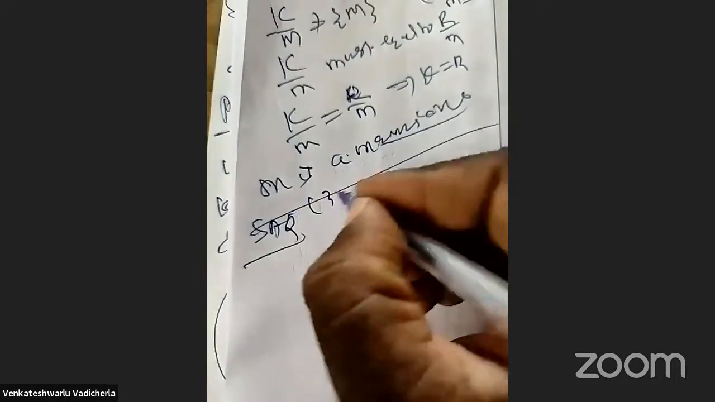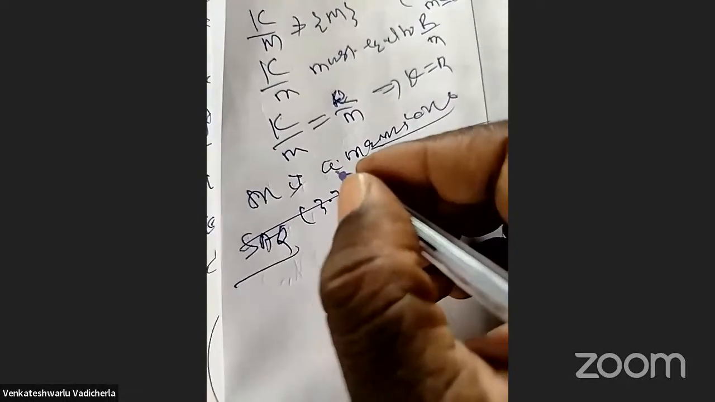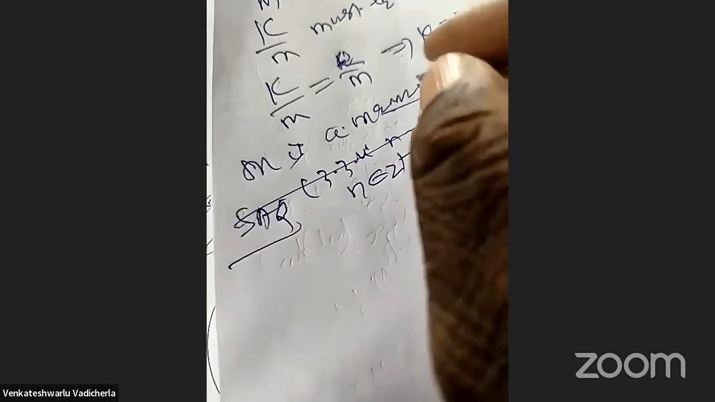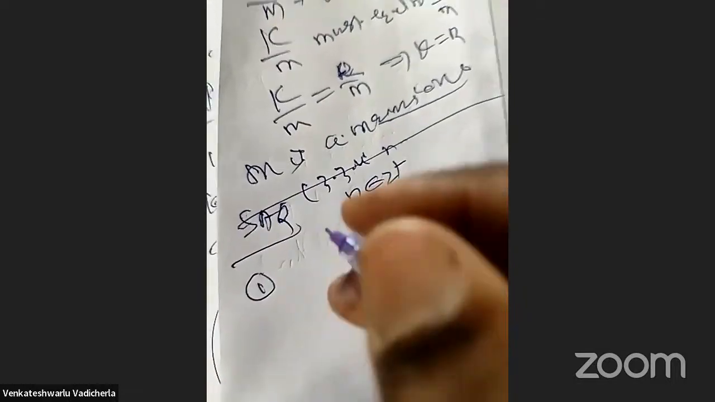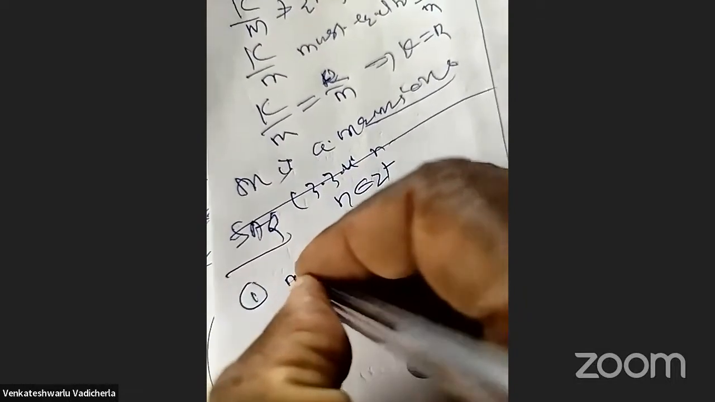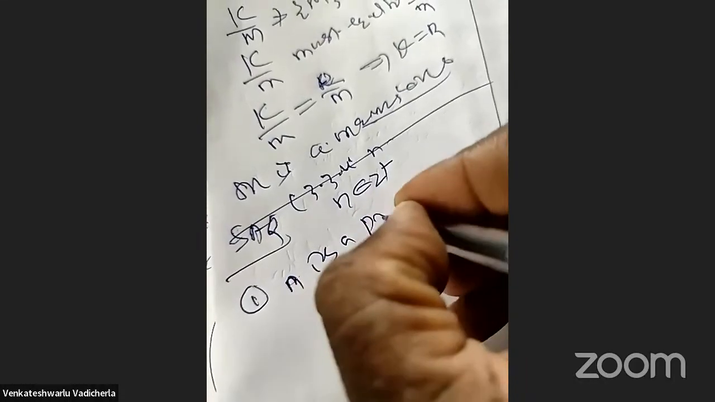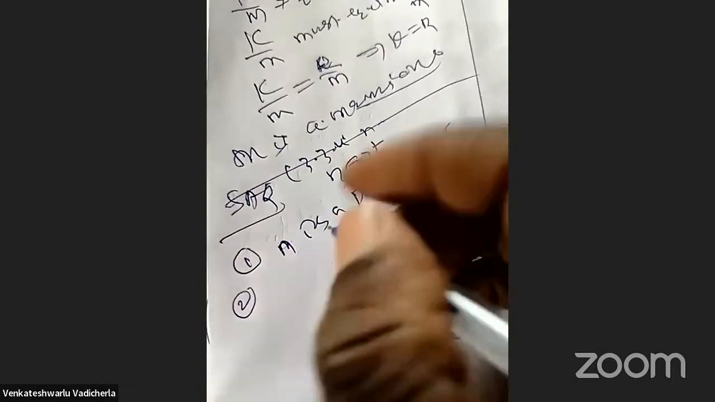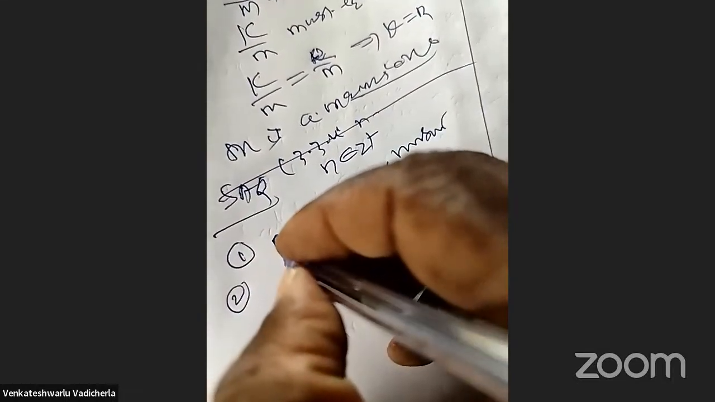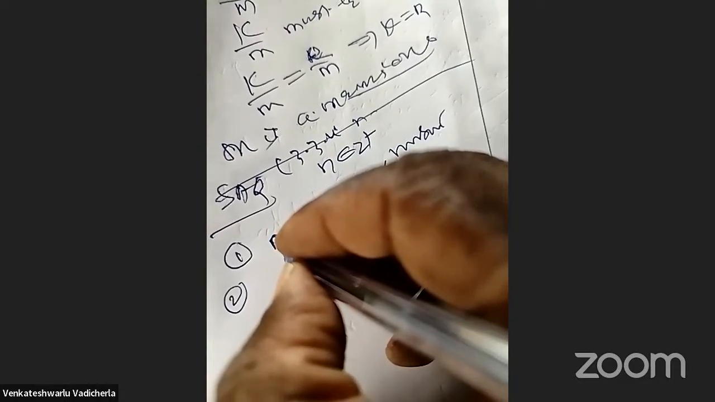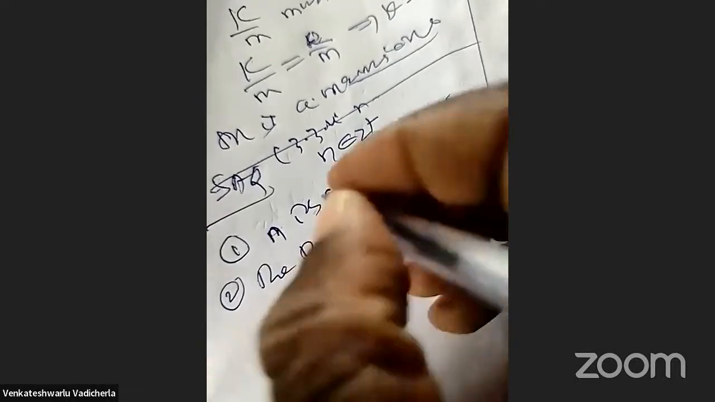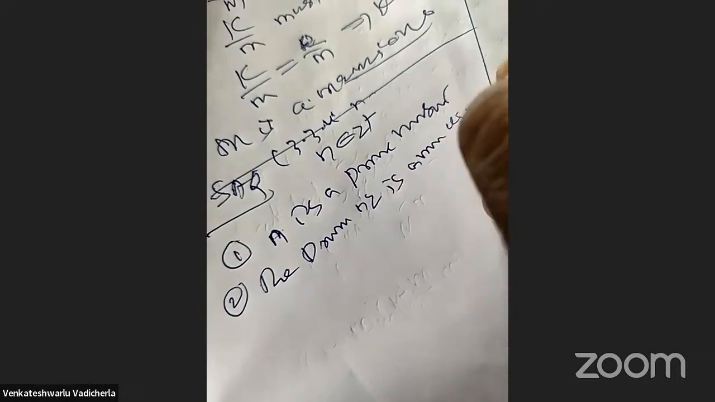SCQ question 3.34. For any positive integer n, the following are equivalent. First one, n is a prime number. Second one, the principal ideal nZ is a maximal ideal of Z.